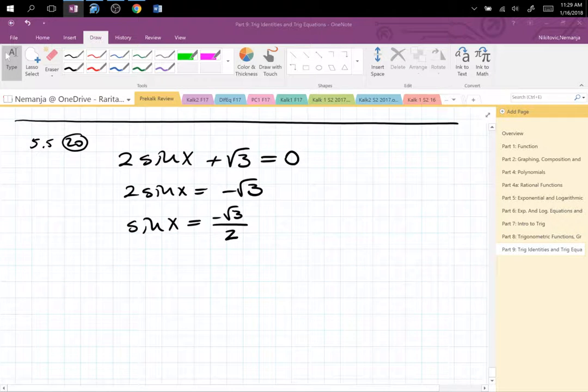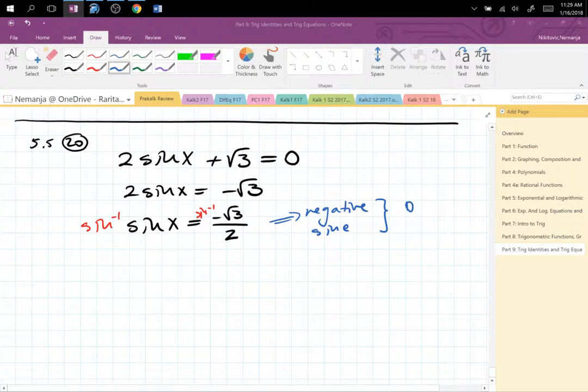So now what do we know? If I apply inverse sine on both sides, I see negative root 3 over 2 and sine. Together that means quadrants 3 and 4, because sine is negative in quadrants 3 and 4. And the inverse sine of root 3 over 2 works with pi over 3, or 60 degrees. So that's my reference angle.